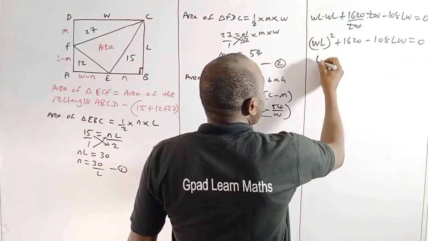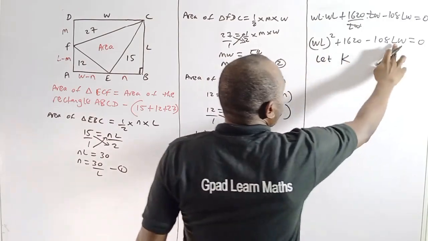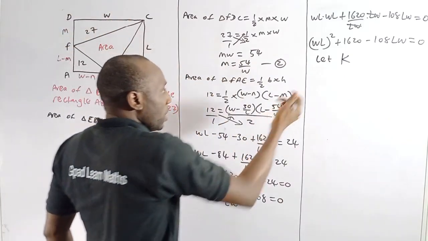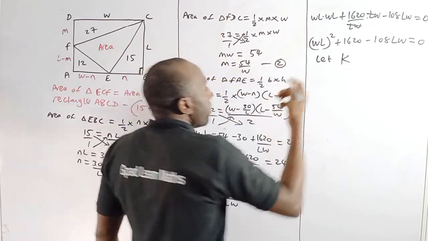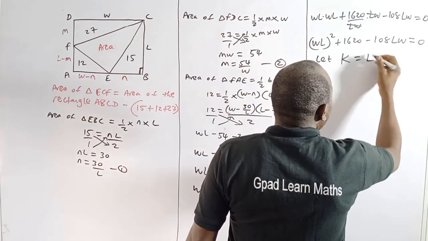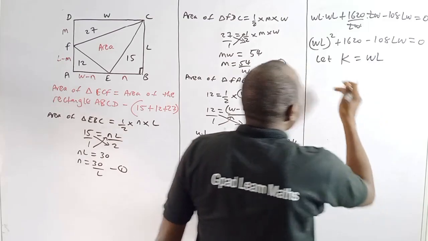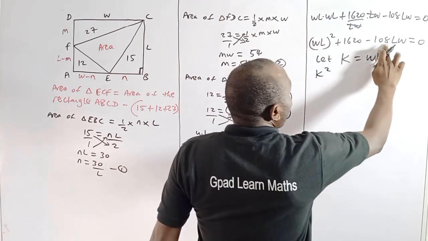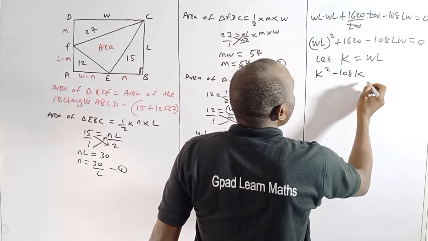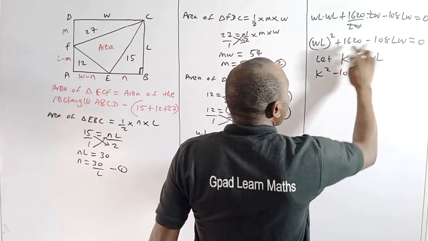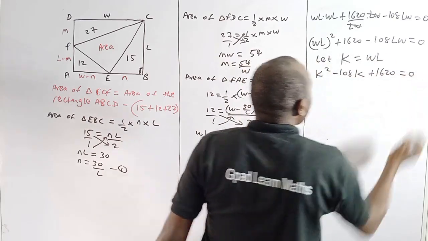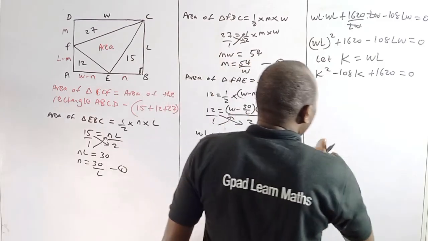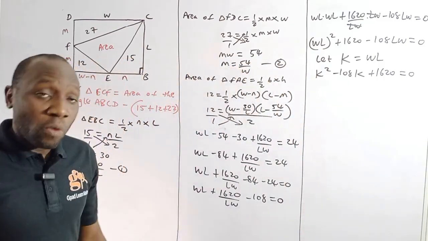See what I can do? I can say let K. And if you look at this, LW is what? The area. Because what is the area of a rectangle? Length times the width. So K is going to represent the area of the rectangle. So let K be equal to WL. I just want it to be more simplified as it is like this. So instead of writing LW or WL, I'll write K squared. Let me write this one first. Minus 108K, because we said let K be equal to WL. Then plus what? 1620. This is equal to what? 0. This is a quadratic equation. So let us use the formula method to get the values of K.